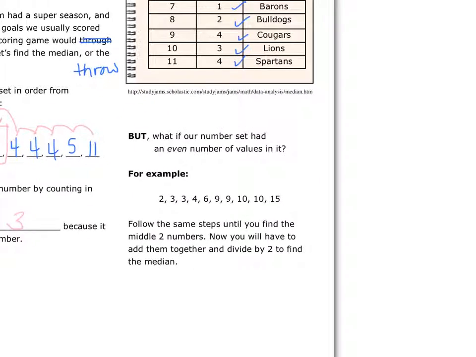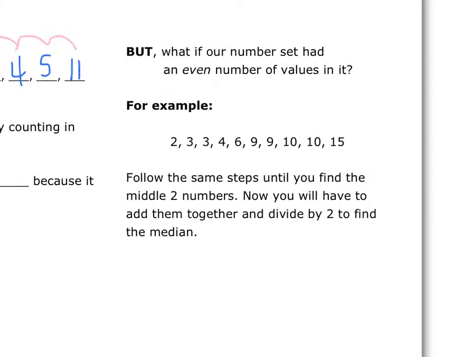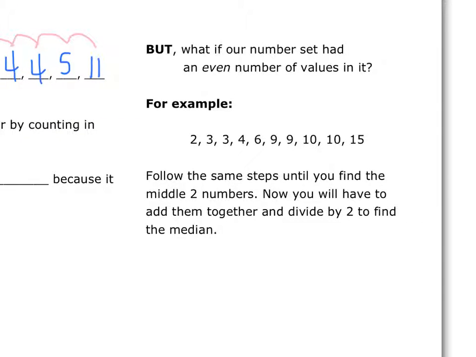But what if we had a number set that had an even number of values in it? And so this one does. It has 10 in it. So we're going to do the same thing. We're going to jump and jump and jump and jump and jump, and we're left with 2 values. This one will land on that one, but that one will land on that one. But we need what is in between them. So I have to add them together and then divide by 2. So that's going to look like this.